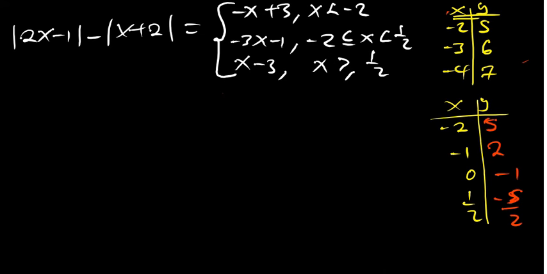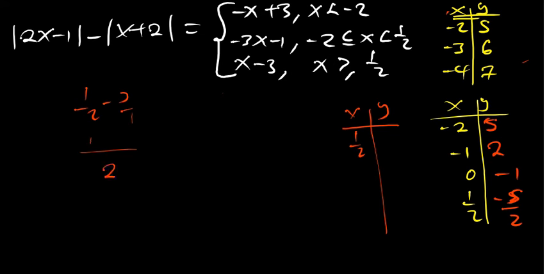This one I'm going to get just 3. Starting from half, if x is half, what will be the value of y? If x is half, minus 3 gives 1 minus 6 over 2. I'm going to have negative 5 over 2. Is that okay?